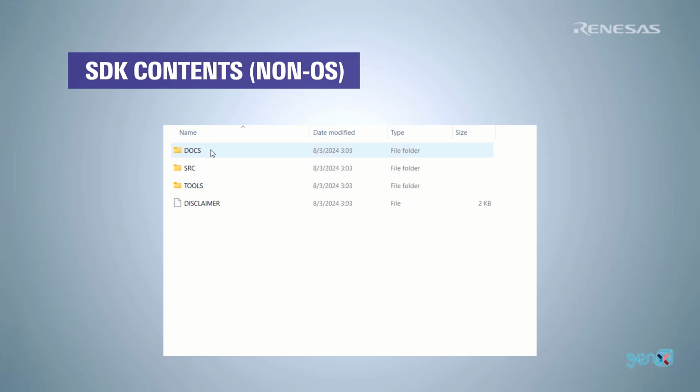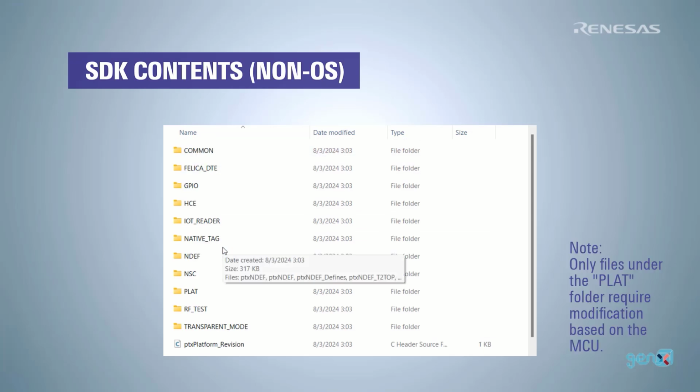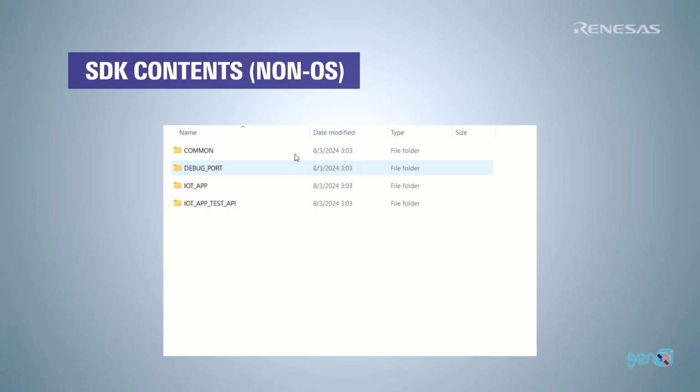In the non-OS stack, the SDK folder contains 3 subfolders: docs, source, and tools. The docs folder contains the documentation files and the source folder contains the component files and the example application. The example application file is located in the IoT app folder.